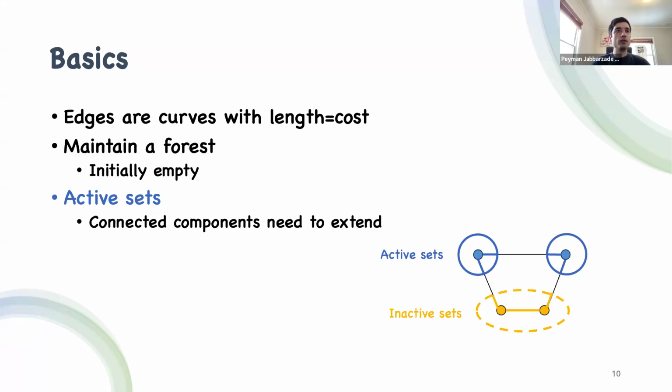And we are going to define a term, active set, on the connected components of this forest. So active sets are connected components of this forest that need to connect to other components. For example, here, let's assume that our forest only has this edge. So we have three components in our forest. So this component is inactive because all vertices inside it are already satisfied. They are connected to their pair. But these two components are active because they need to connect to each other.